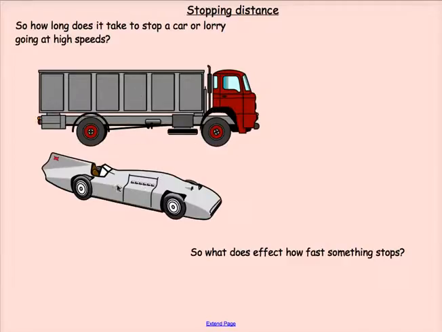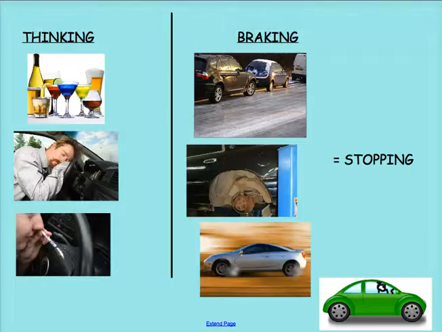Now, if they were both going at the same speed, it takes this one longer to stop than this one, due to the fact that this has a lot more mass. But we're not talking about the equations, so worry not. We're going to just think about what affects the stopping distance of these vehicles. So I've put them into two things, and you've got two parts to stopping a car.